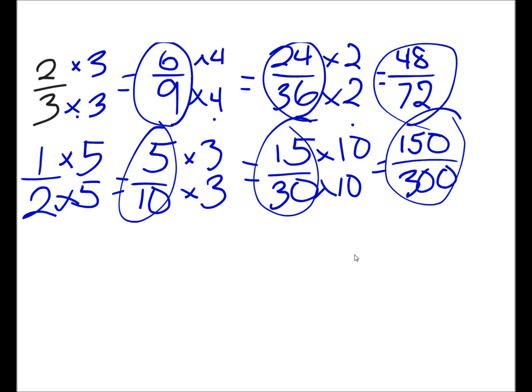They're equivalent because if you divide them out, 1 divided by 2 is going to give us 0.5. 5 divided by 10, that's going to give us 0.5. 15 divided by 30, that's going to give us 0.5 as a decimal. And 150 divided by 300, again, that's going to give us 0.5 as a decimal.